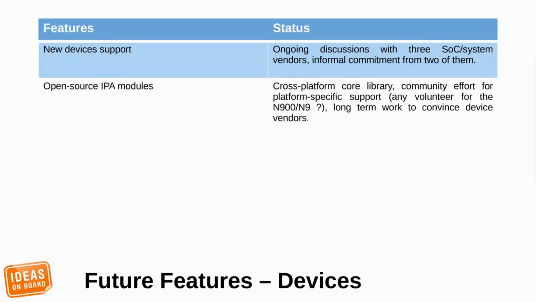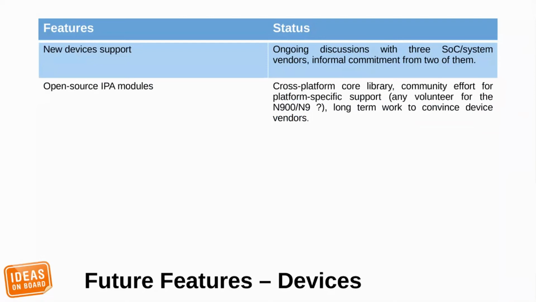And when it comes to open source IP modules, well, as part of the development we're doing to support Rockchip and Intel platforms, we will move some of the code that's Raspberry Pi specific today to a cross-platform core library. And so that could be leveraged to write more open source IP modules, and maybe with some community effort for platform-specific support on some platforms at least. I'm thinking in particular about the OMAP 3 ISP. I know there's still quite a few Nokia N900 and N9 lovers, and if someone could implement support in libcamera with a pipeline handler and IP module for those, that would be an amazing project.